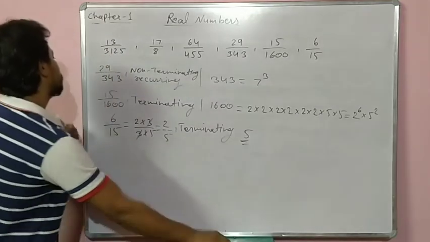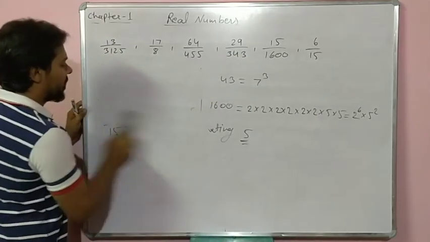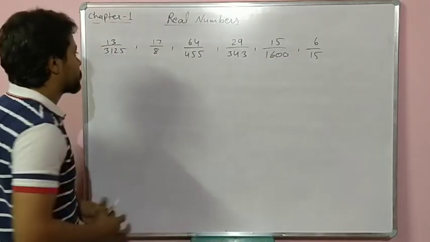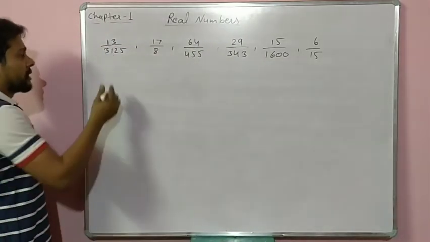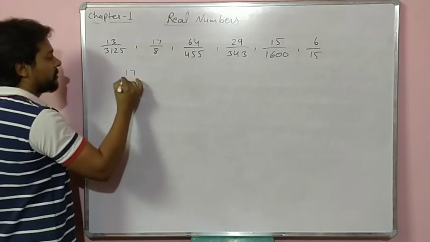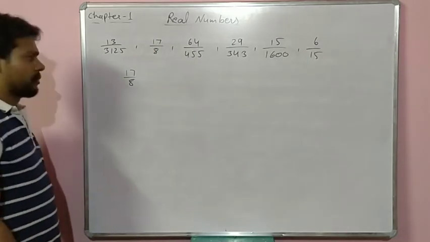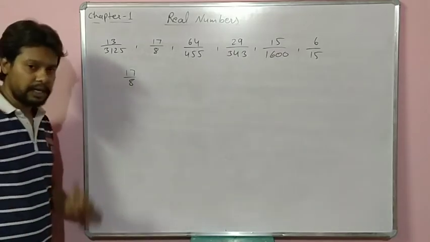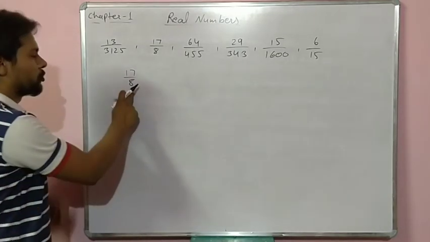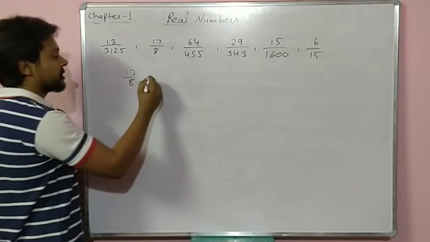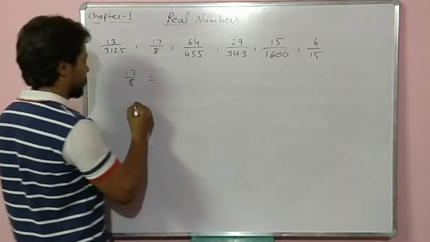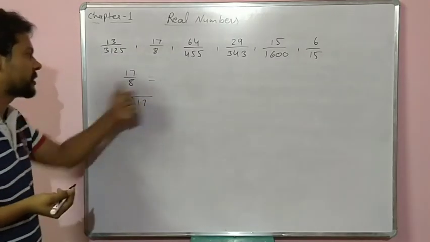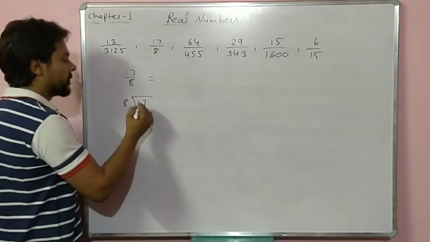After that, you must be knowing how to represent those who are having terminating decimal expansion, how to find out their decimal expansion, like 17 by 8. Which kind of decimal expansion does it have? Terminating, as we just saw, it is 2 cube. So how to find out its decimal expansion? You just need to divide 17 by 8. If you have been asked to find out the decimal expansion, then you have to divide it.